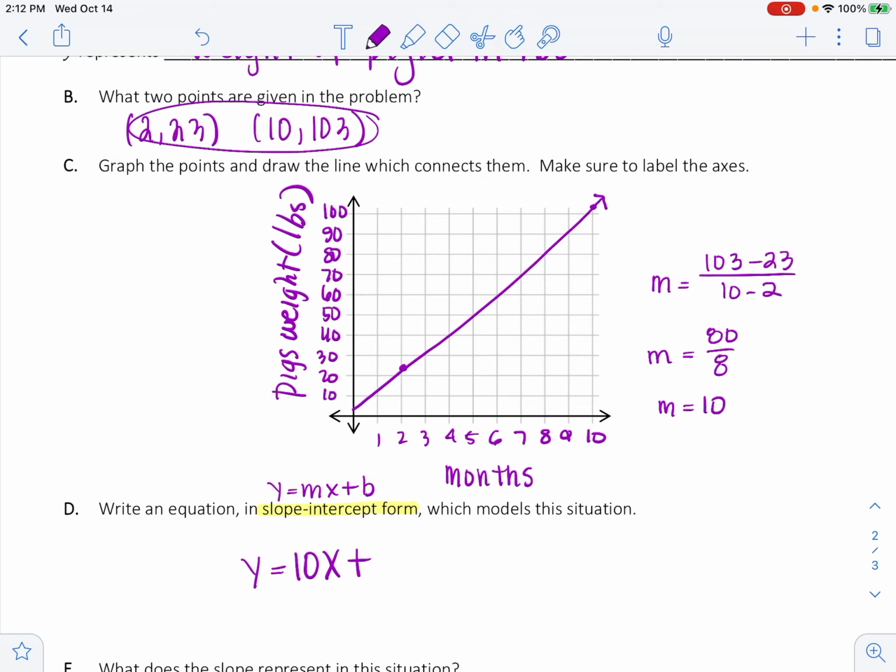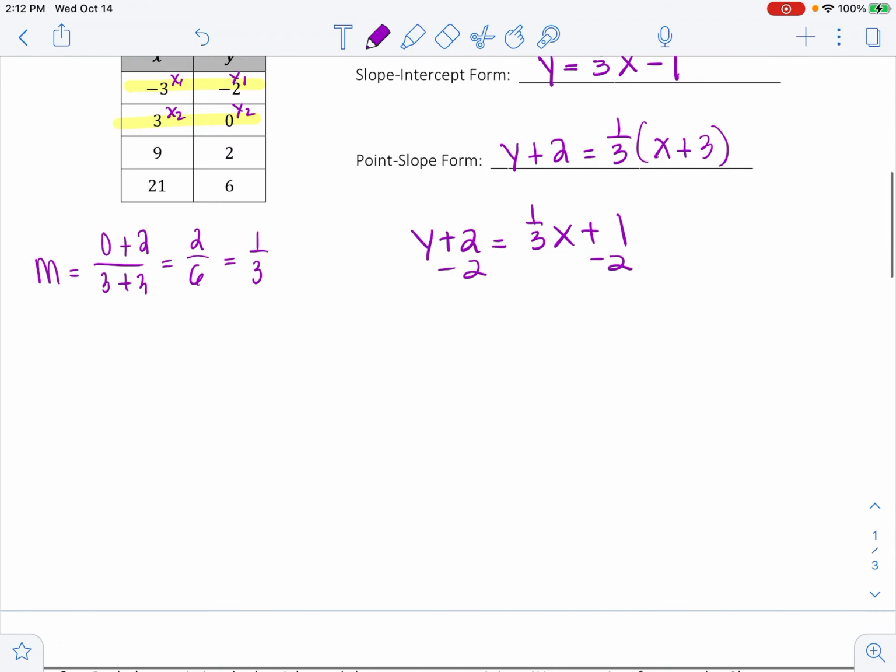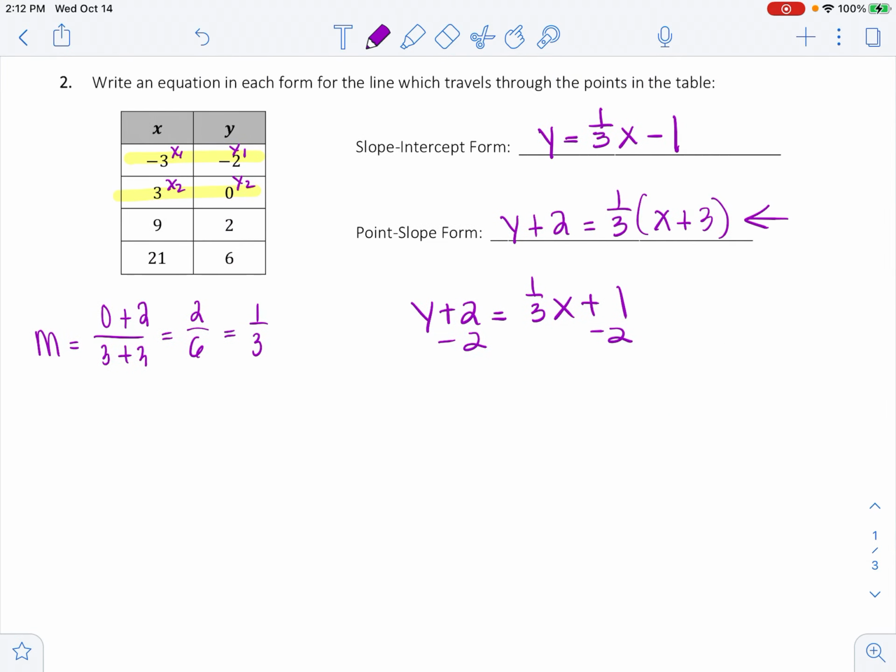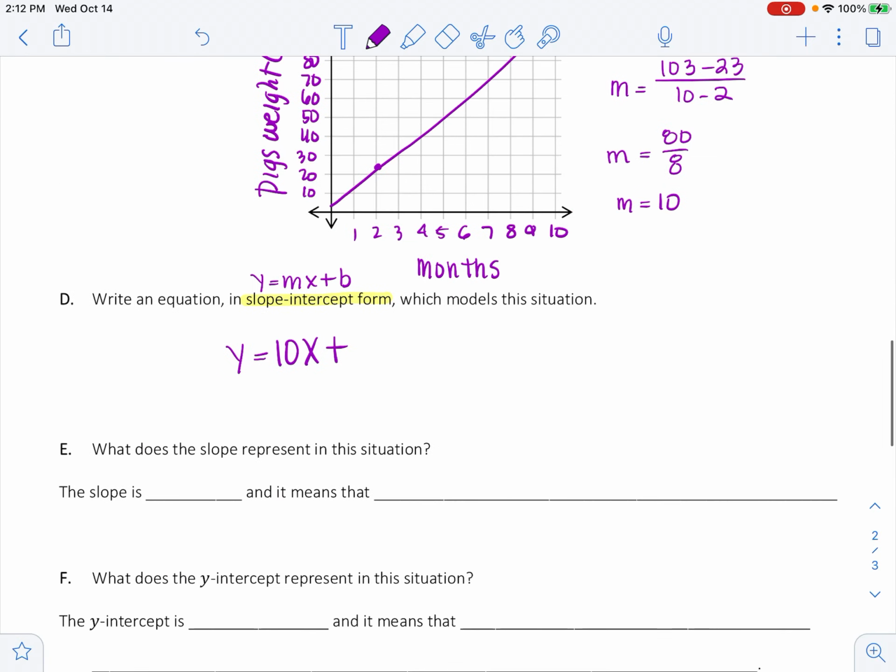So what you have to realize, and what I'm going to tell you to do, is even though it says slope-intercept form, write point-slope form. Then convert it. So do this first, and then just get it into this. It's going to make your life easier. So I'm going to take this and move this over here. I know that's how it looks. I just don't know the b value right now.